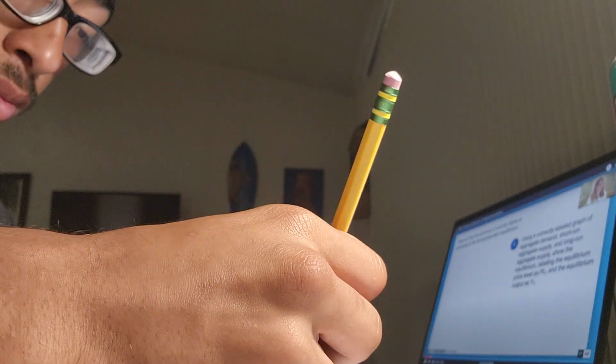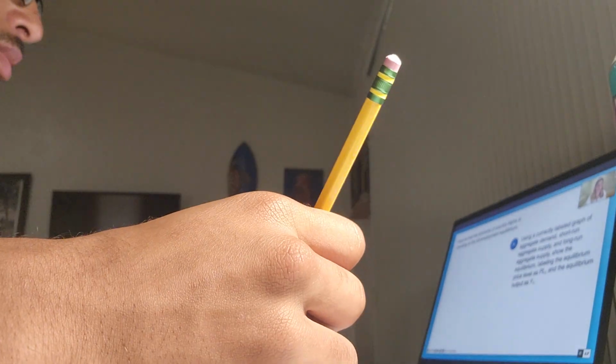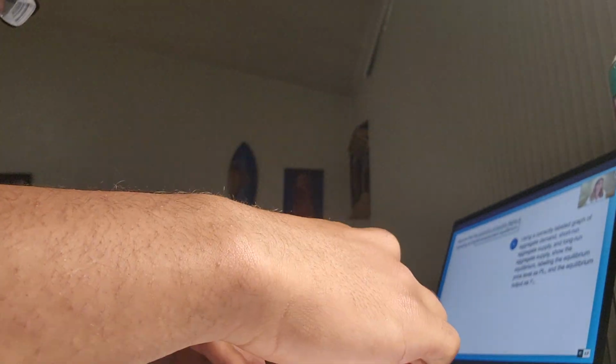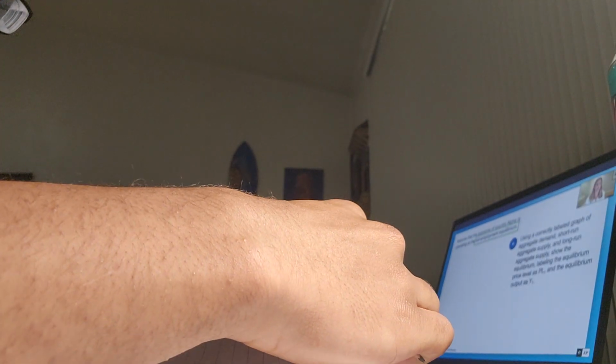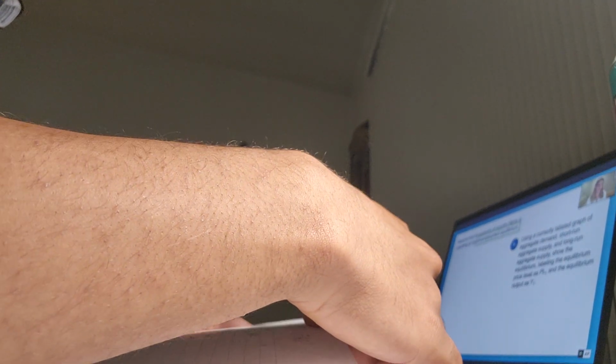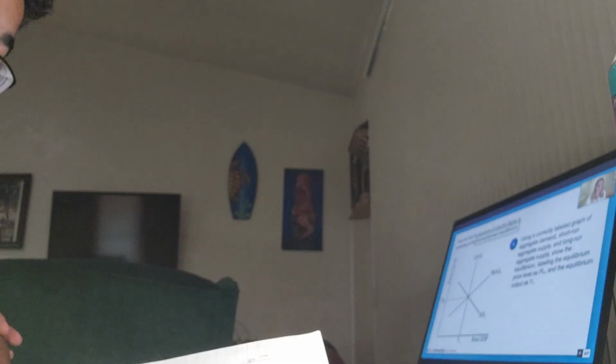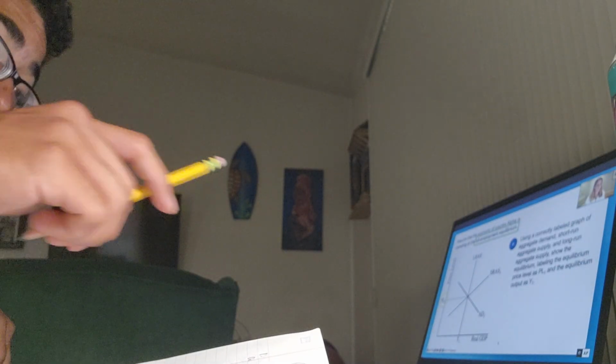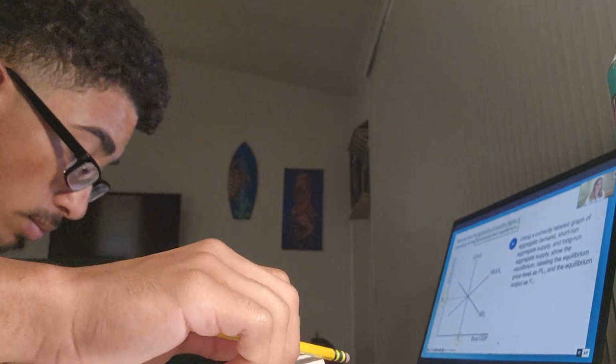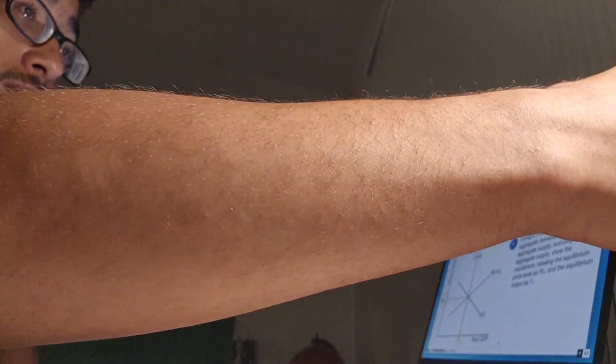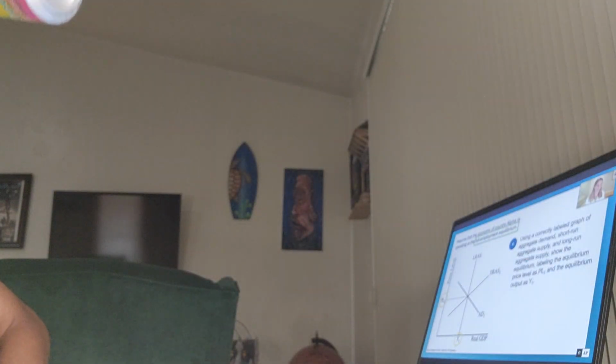Before we draw the graph, let's go back to the prompt. We're told that the country of alpha is operating at the full employment equilibrium. So another way of saying this is that its current output is equal to its potential output. So here's our aggregate supply and demand graph. And we've got PL1 and Y1 at the intersection of short-run aggregate supply and aggregate demand.